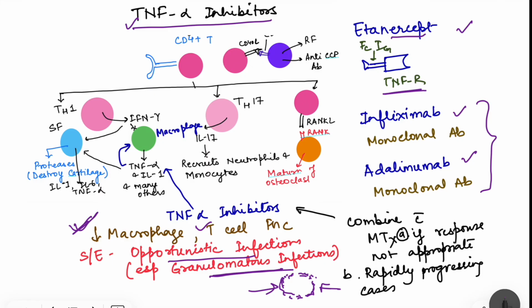One very important infection in this case is tuberculosis. If a patient is having latent tuberculosis, then it will become active in case we are starting TNF-alpha inhibitors. So whenever these drugs are started, we have to screen for latent tuberculosis. So when are these TNF-alpha inhibitors used? They are used in combination with methotrexate if response to methotrexate is not appropriate, and also they are combined with methotrexate in case of rapidly progressing cases, right?